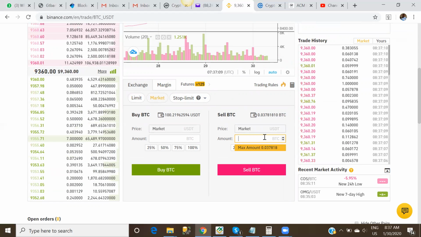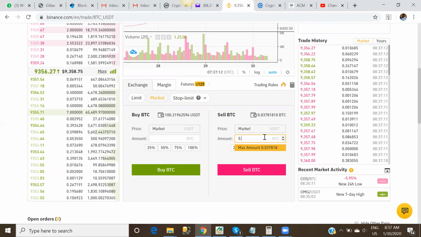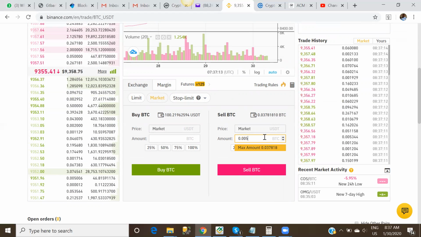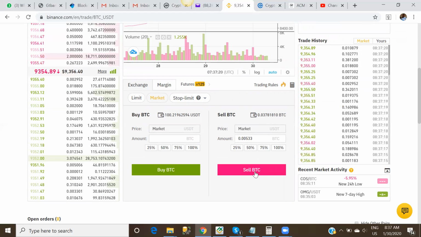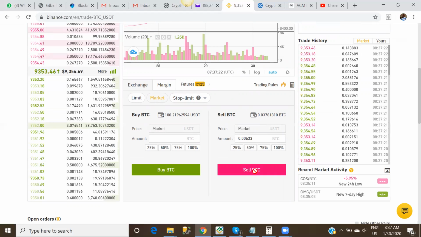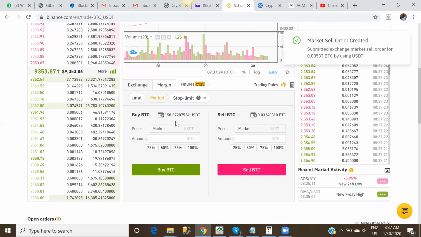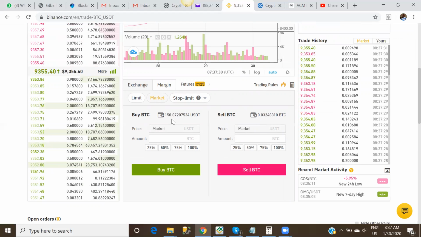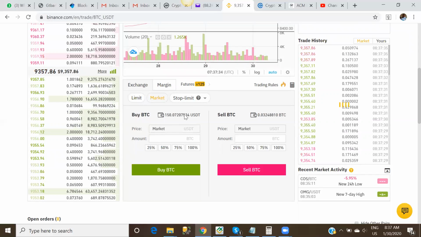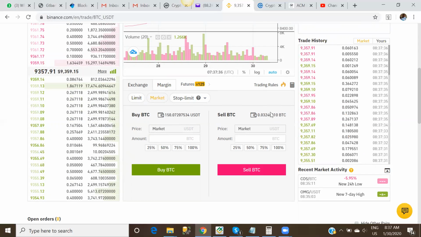Okay. So 0.00533, the amount of Bitcoin I'm selling. If I click on it, you see that? I'm using a market order, not a limit order. You see that the $50, so this $150 will not go down no matter what happens. Twenty years from now, it will still keep showing. So I can continue trading with this $300 without having any issues.